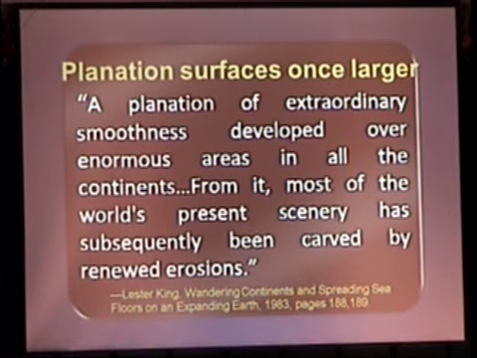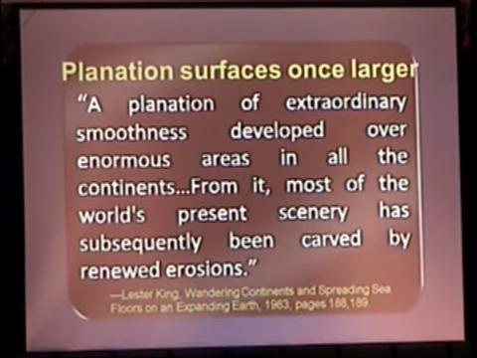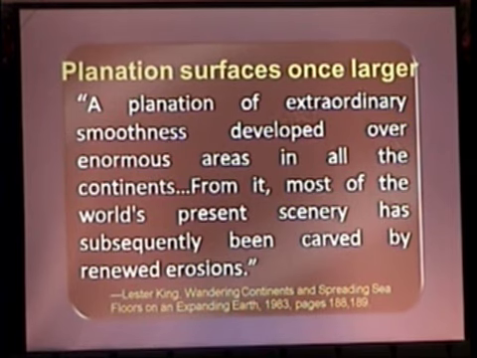Lester King says this about a lot of continental areas. He says, "A planation of extraordinary smoothness developed over enormous areas in all the continents." These planation surfaces are found on all continents, even on Antarctica. A lot of planation surfaces are on the tops of mountains. They were once planed over a large area, and they lifted up and mostly eroded, but a few of the mountains still retain the planation surface at the top.